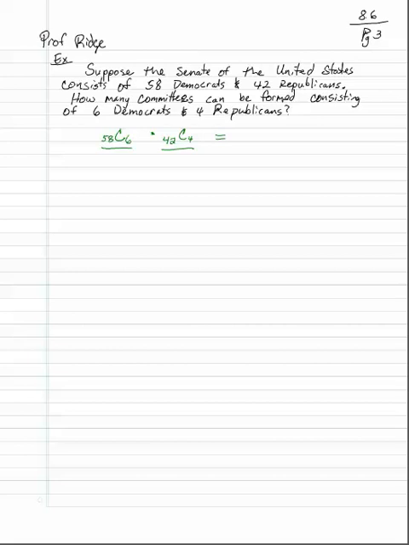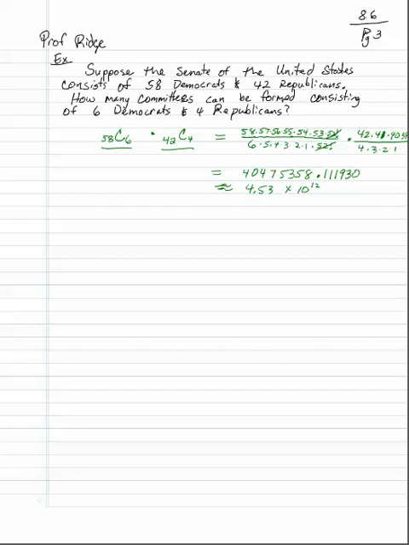That's going to give us a fairly large number. Let's see, 58 choose 6. You'll get about 4.53 trillion, which is not 10 to the 12.